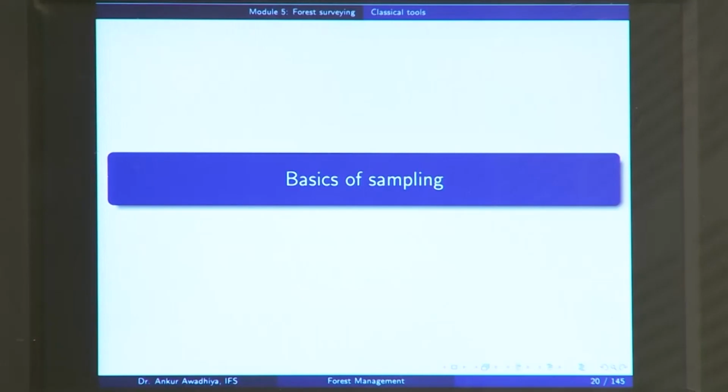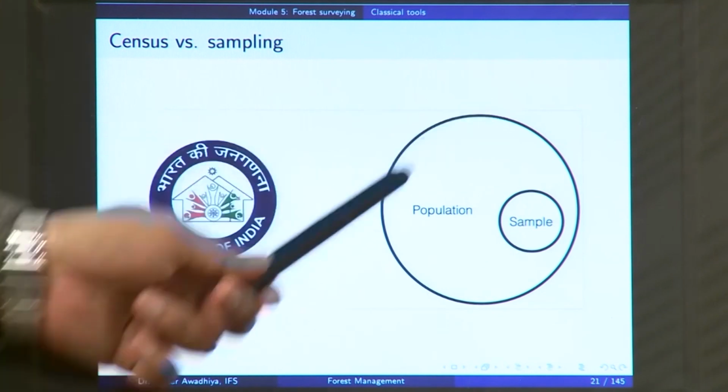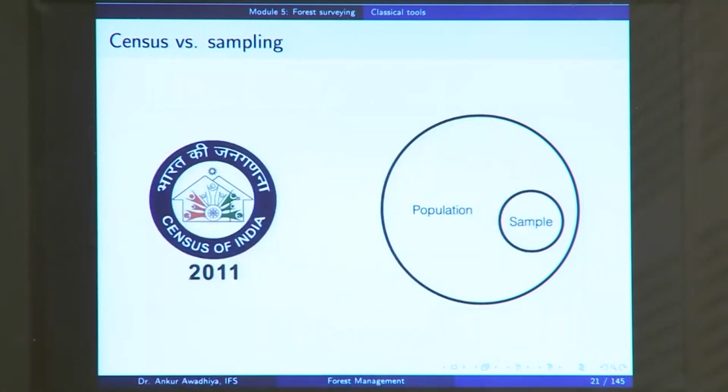So, we will now have a look at the basics of sampling. Census is different from sampling. So, if you were measuring each and every tree in your area, then you would call this method a census. So, in a census you measure each and every individual, but in the second case when you are taking small samples, then this is the method of sampling. So, you are not measuring the whole population, you are only measuring a small sample.